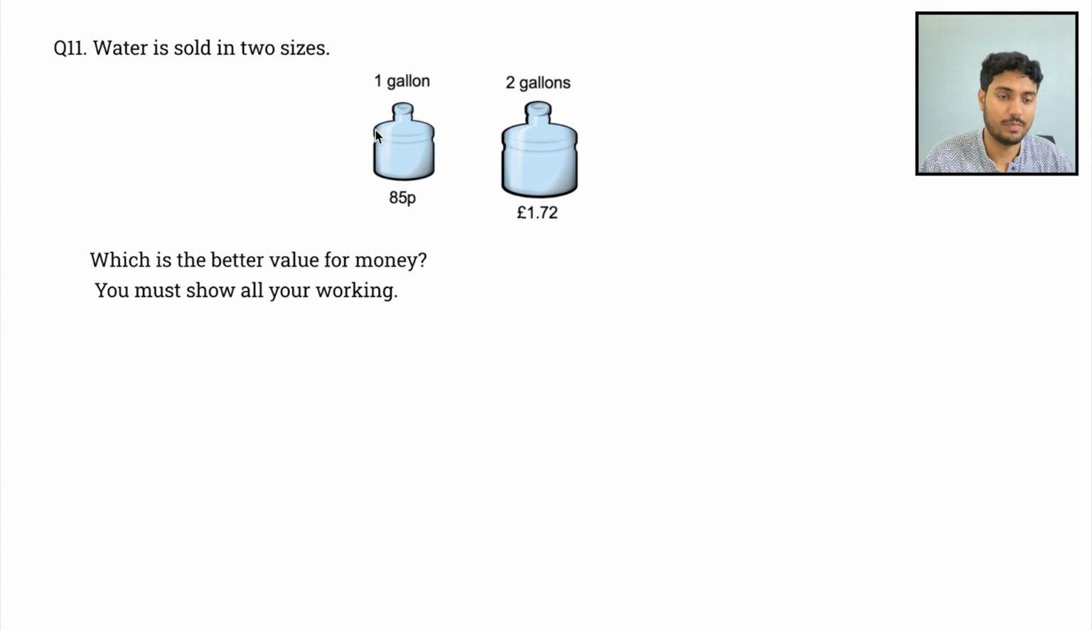So we already have the price for 1 gallon, but here in the first case, let's say this is the first case, this is the second case. In the first case, we already have the value for 1 gallon. In the second case, we have the value for 2 gallons. So we will use the unitary method here. We'll try to figure out what's the price for 1 gallon in the second case.